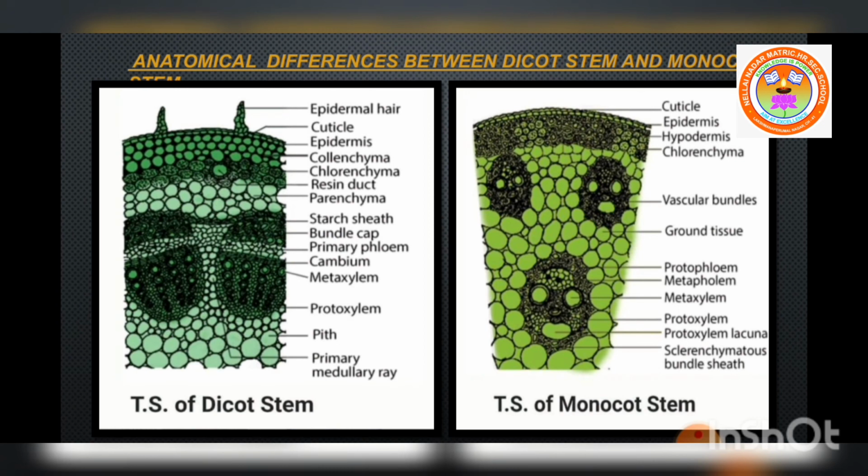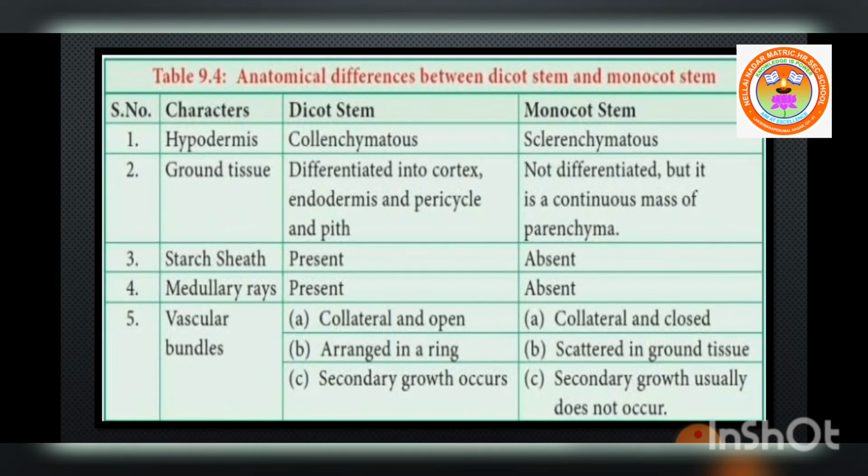Now see the anatomical differences between dicot stem and monocot stem. A portion enlarged is given. First, transverse section of dicot stem, next, transverse section of monocot stem. Let us see what are the anatomical differences between dicot stem and monocot stem. In the first column, characters are given. Hypodermis. So what about the hypodermis in monocot stem and dicot stem?